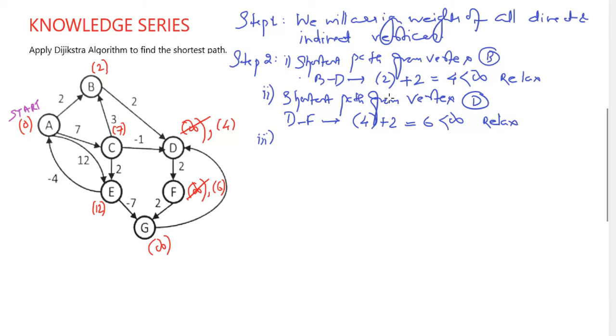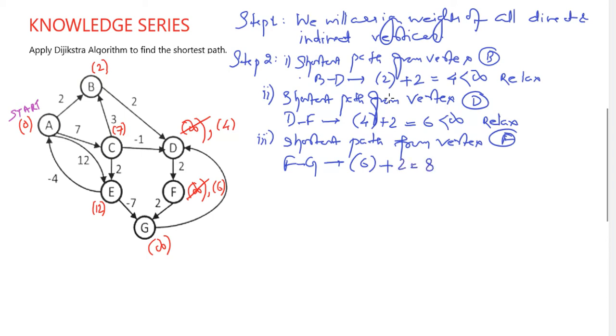So our shortest path is from vertex F. From F only one link is emerging out, that is F to G. So what is F? It is 6 plus 2, that is 8. Again it is less than infinity, the relaxation condition is satisfied, so it has to be modified. So from infinity we modify this to 8.